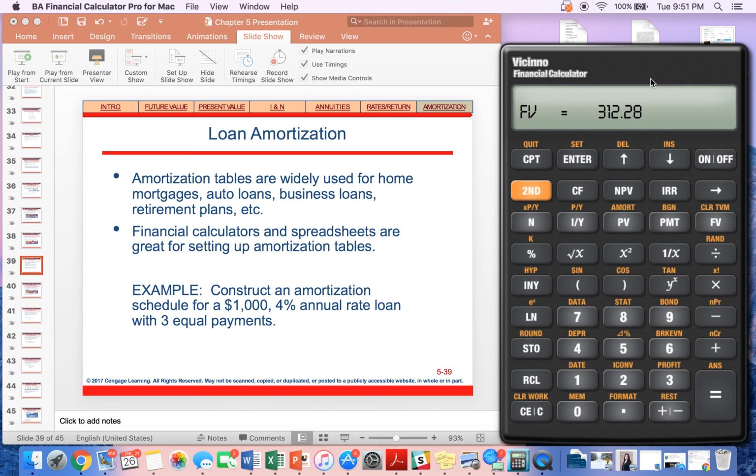So the example that they give you here is they say construct an amortization schedule for $1,000 at a rate of 4% with 3 equal payments. So let's break it down and make it more simple. Basically, the bank is going to give you $1,000 at a rate of 4%, and you're going to make 3 payments to pay them back. Okay, so it could be years, this could be 3 months, however you want to think about it. It doesn't matter, but you're going to make 3 equal payments on this $1,000 loan, okay?